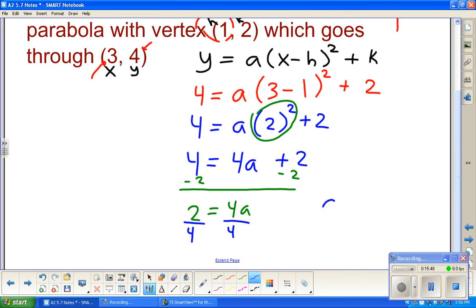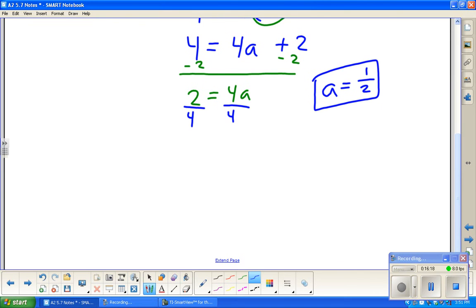Okay, so our a is 2 over 4. If we reduce that, a is 1/2. Okay, that's our a value. That's what we need to write the equation. Okay, that is not the final answer, but that's what we need. Okay, now all we need to do, we're basically done here. We're going to plug in the 1/2 for a right here, and we're going to plug in what the vertex was. Okay, we are not plugging in for x and y. Okay, those need to stay variables. When you write the equation of something, we don't plug in for x and y.